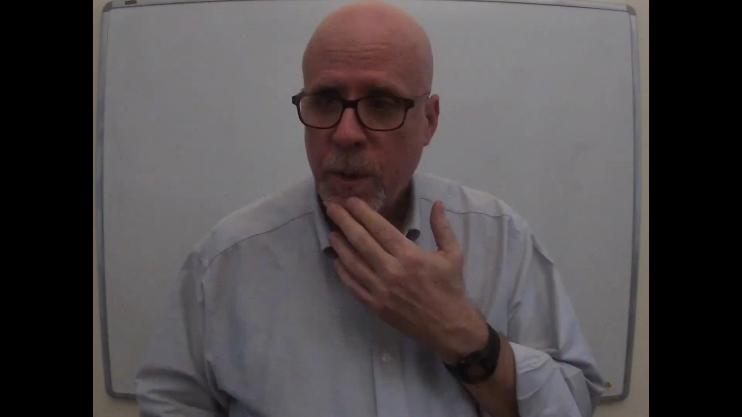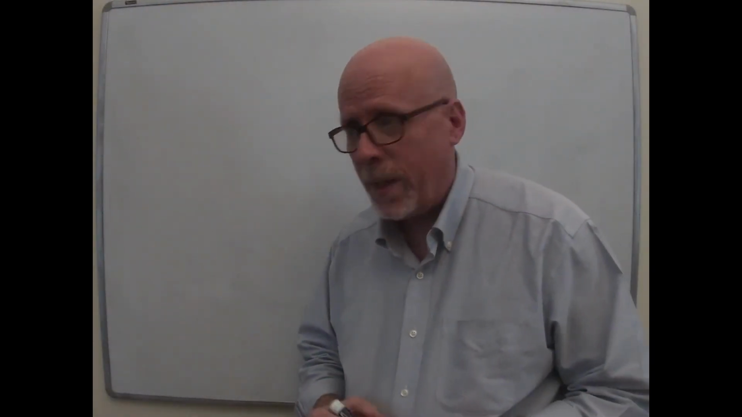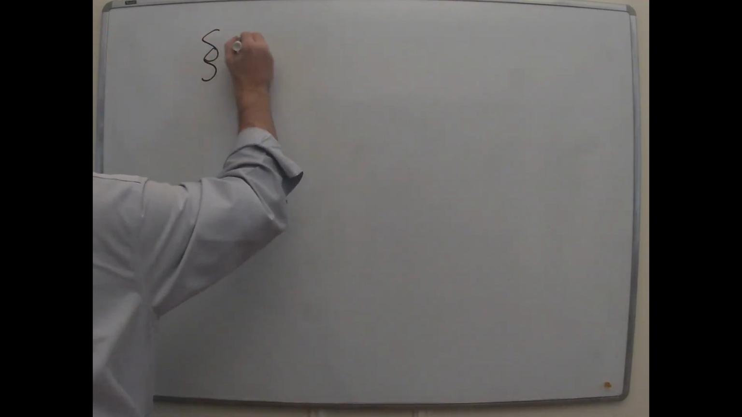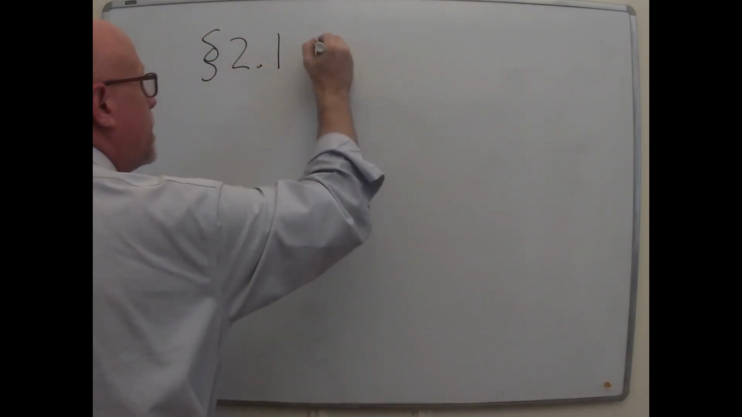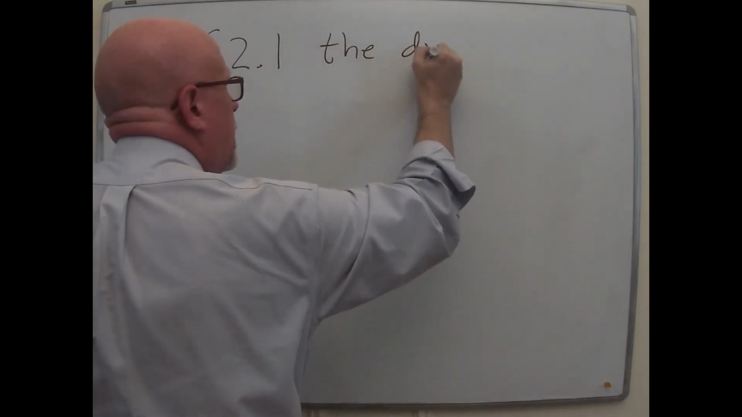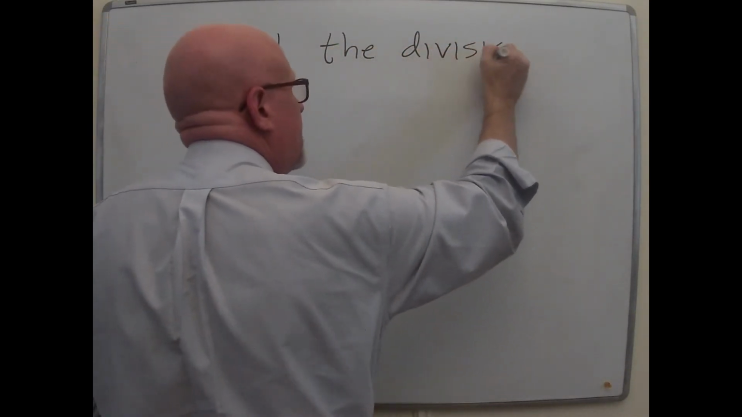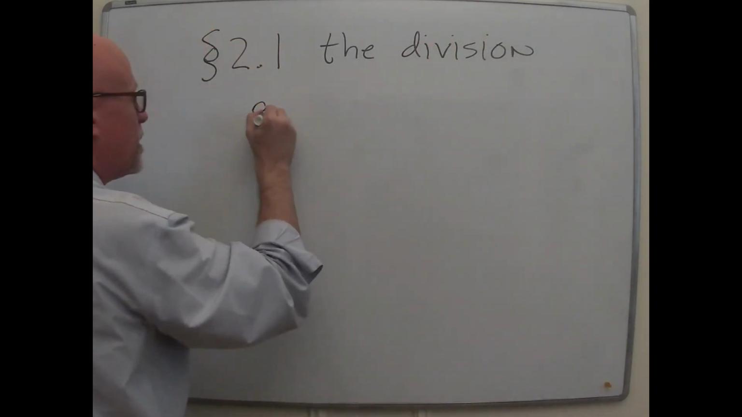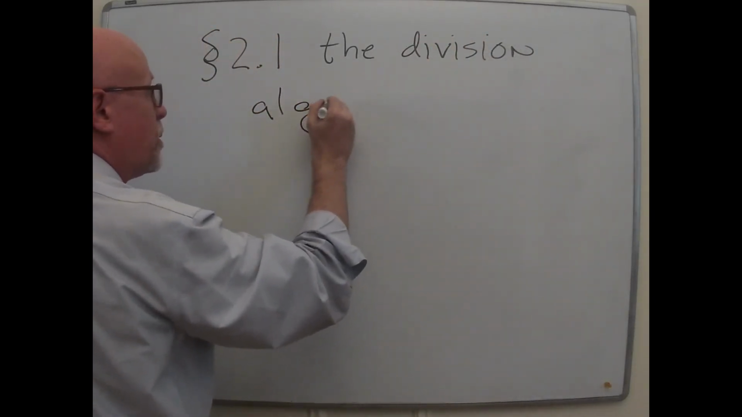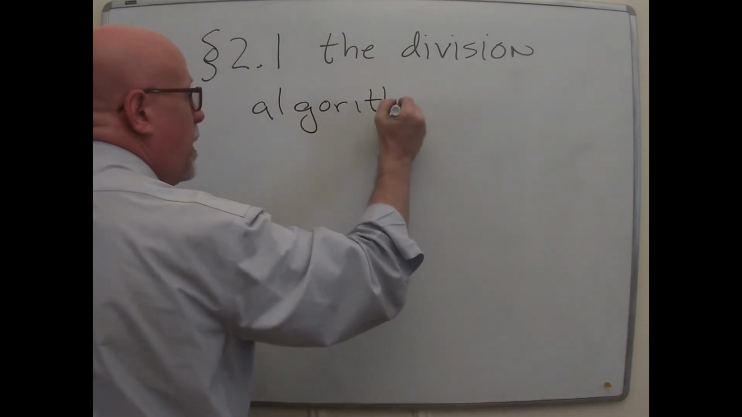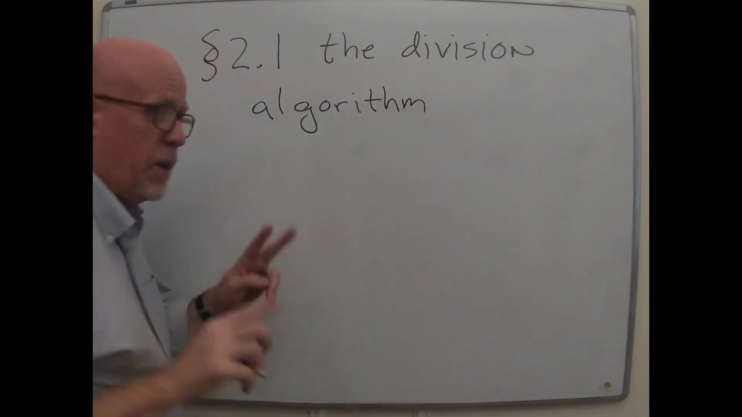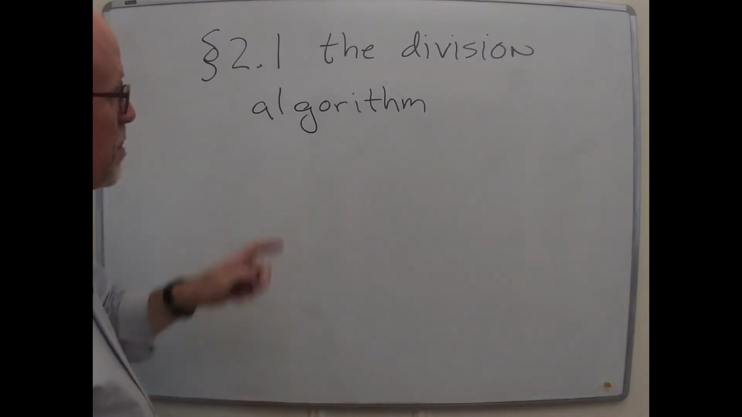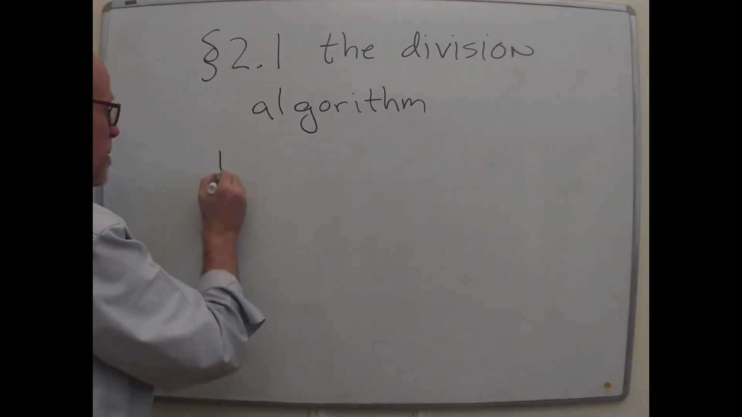So today I'm going to talk to you a little bit about section 2.1. That is entitled the division algorithm. And this is, well, it's kind of a funny choice of words. It is the standard choice of words, but it's a funny thing. Mathematicians refer to the division algorithm, and it's not an algorithm. What they mean is this theorem that goes like this.